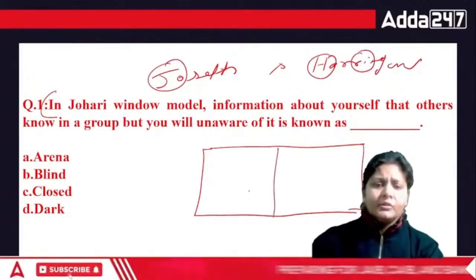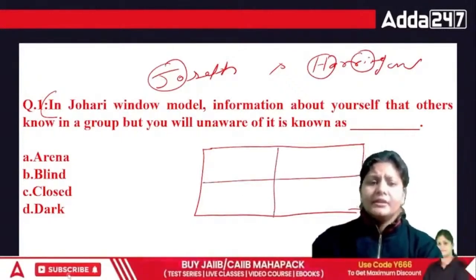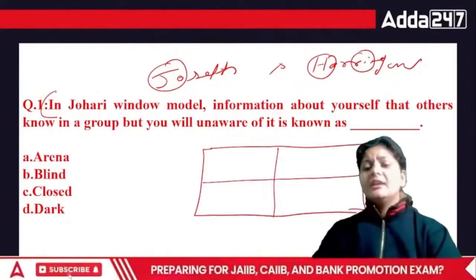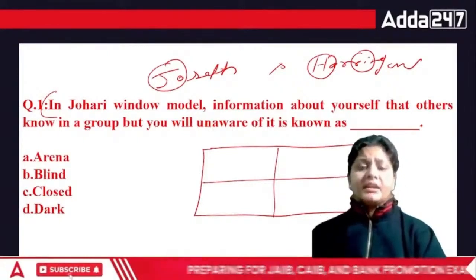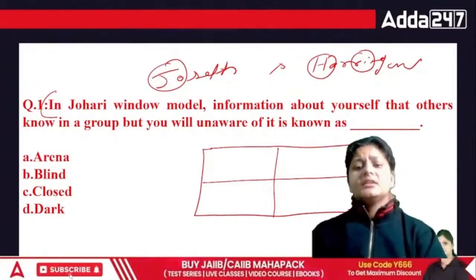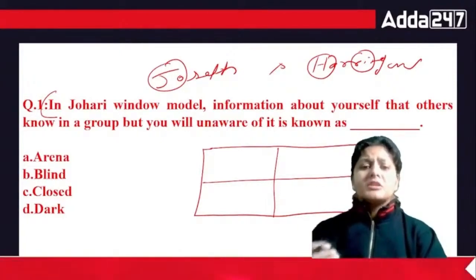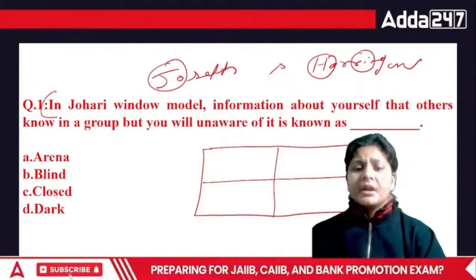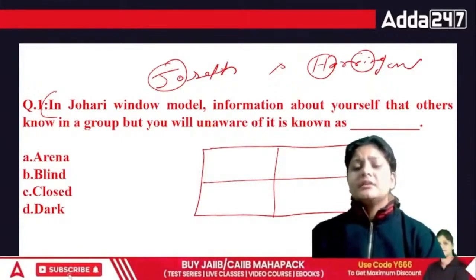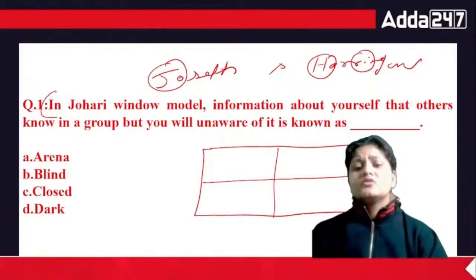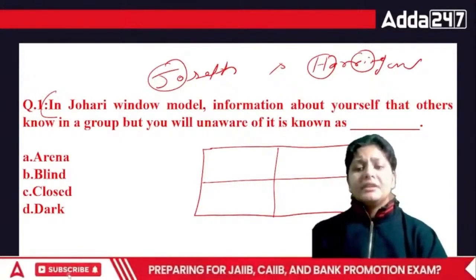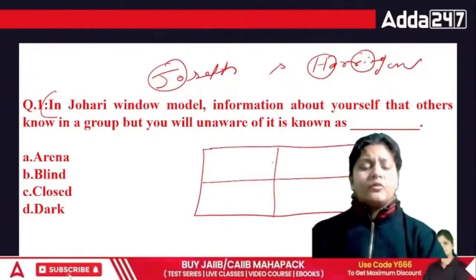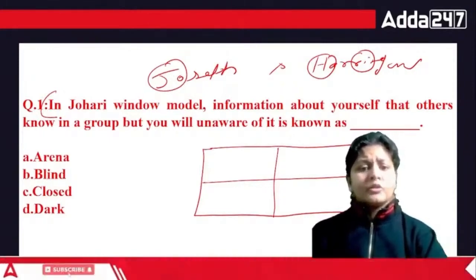Basically, the Johari window is a technique designed to help people better understand their relationship with themselves and others. That means how open they are with themselves and even with the other person. So the Johari window is a method where we help people better understand their relationship with themselves and others. In the Johari window we have four quadrants in total.